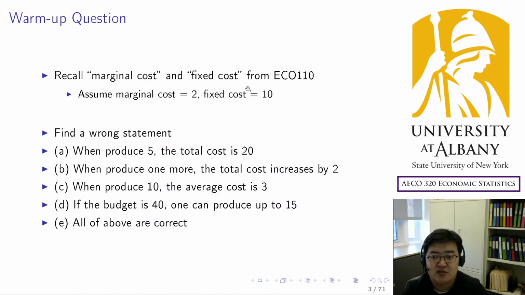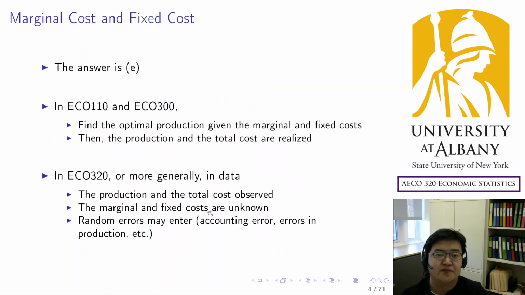So fixed cost is 10. So from your budget, you have to pay $10 upfront, and then for the remaining $30, you can produce 15 because the per unit cost is 2, right? So at most you can produce 15 units. So in the end, it's clear that all the 4 statements are correct. So it is a pretty simple question.